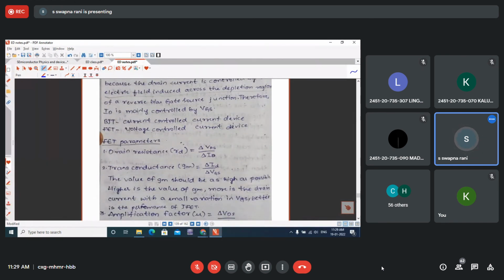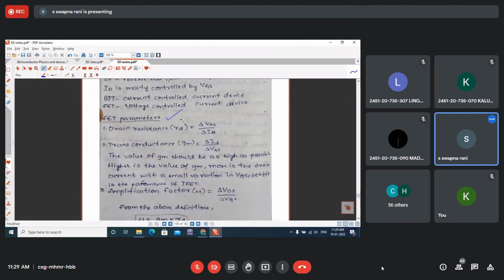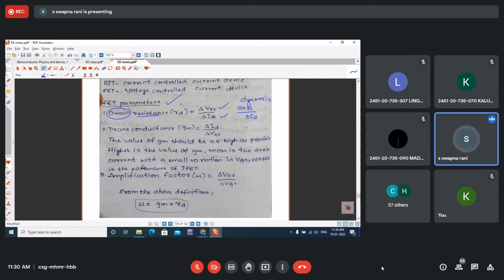So we will define a few FET parameters quickly. First, drain resistance. Drain voltage by drain current is called the drain resistance. Always, any parameter, whether it is a transistor parameter or a FET parameter, by default will be represented as the dynamic parameter. It means change in the voltage to the change in the current. So resistance means change in voltage to the change in current, but which resistance are we talking about? Drain resistance. Therefore, the change in the drain voltage to the change in the drain current is the drain resistance.